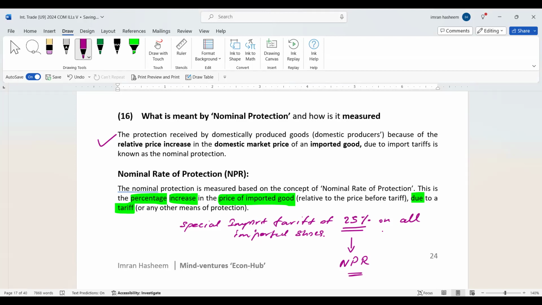The issue is nominal rate of protection does not give us any idea. Are you guys with me? Right? Does not give us any idea.